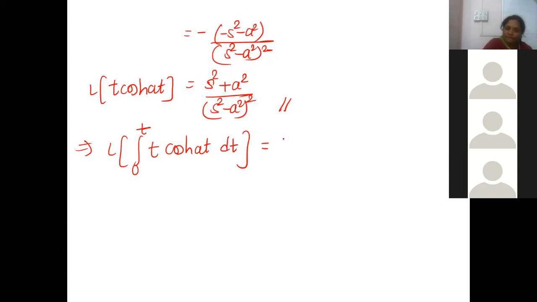1 upon s. Correct. Very good. So whatever the answer comes for this t cosh at, to this answer itself we are multiplying by 1 by s, that is dividing by s. s square plus a square upon s into s square minus a square whole square, done. That is your answer. Is there any doubt? Please ask.